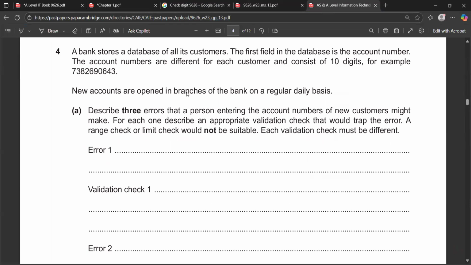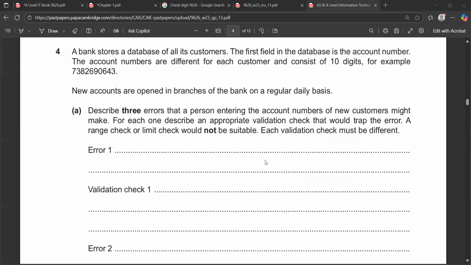The bank stores a database of all of its customers. The first field in the database is the account number. The account numbers are different for each customer and consist of 10 digits. For example, new accounts are opened in a branch of the bank on a regular basis. Describe three errors that a person entering the account number might make. Can you tell me what can be one error and the validation check for it?